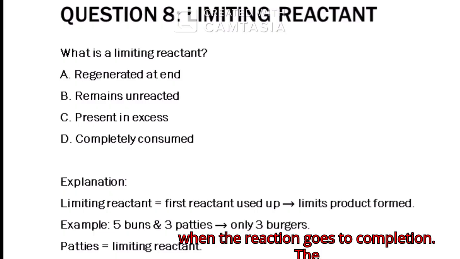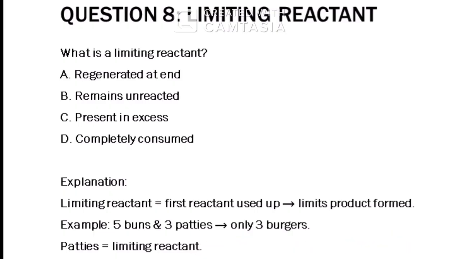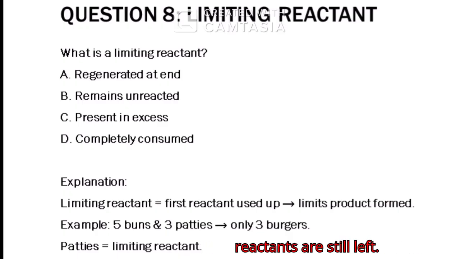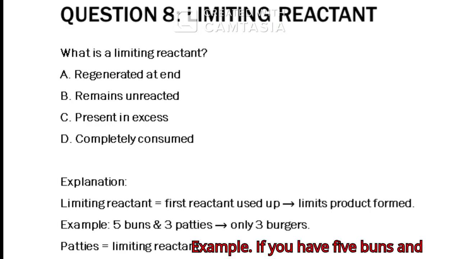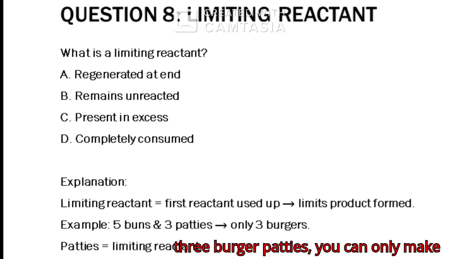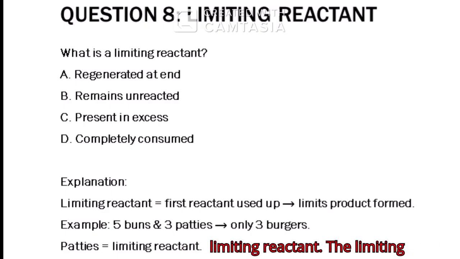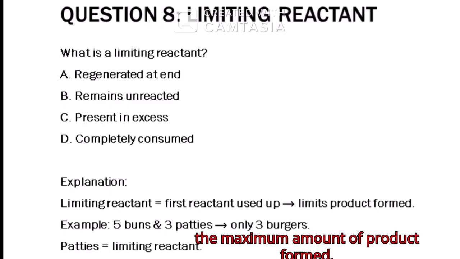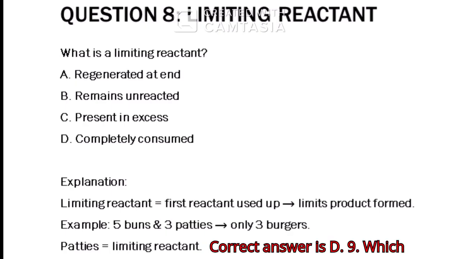The question is about limiting reactant. Limiting reactant: the reactant that gets used up first in a reaction. It limits how much product can be formed. Once it is gone, the reaction stops, even if other reactants are still left. Example: if you have 5 buns and 3 burger patties, you can only make 3 burgers. The patties are the limiting reactant. The limiting reactant is the substance that runs out first in a chemical reaction, determining the maximum amount of product formed. Correct answer is D.